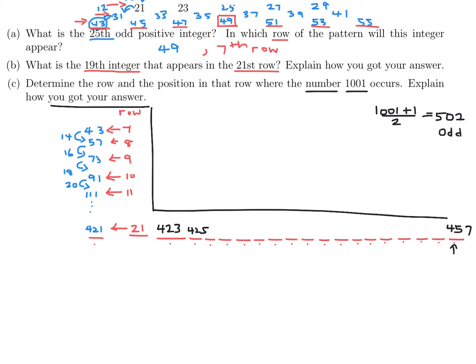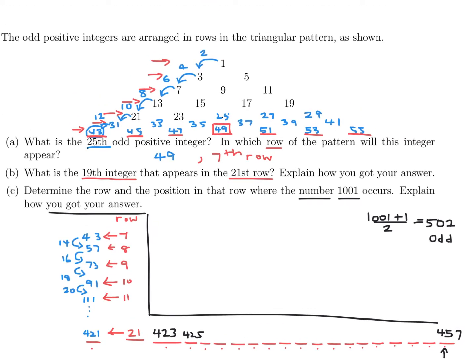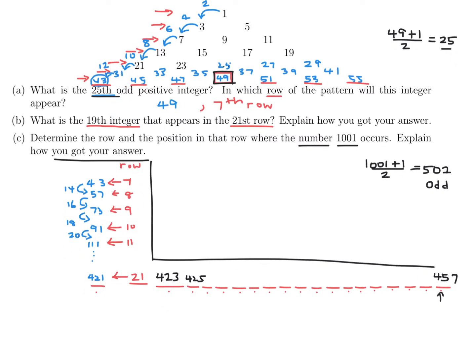Very similarly, for example, if I asked you, in this question, they said, what is the 25th odd number? Well, the 25th odd number was 49. And how you got that is, you just take 49, add 1, and divide by 2, and you get 25. So 49 is the 25th odd number. Okay, so it's the 501st odd number.